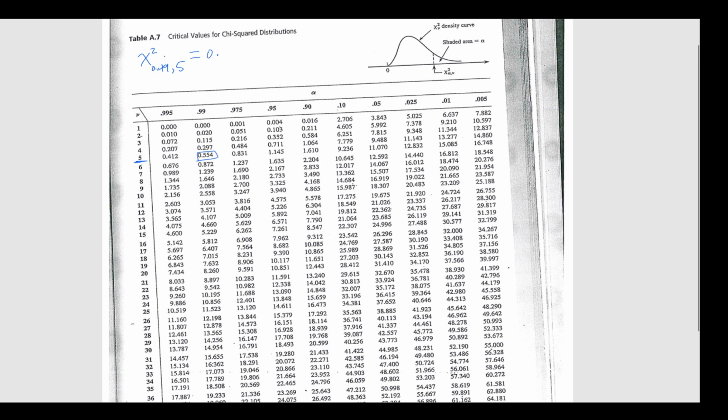So 0.554. And then we also might need the corresponding chi-squared 0.01 comma 5. So go over to 0.01, that's down here, 15.085. And that would be our two critical values that we would plug in to that formula for the confidence interval for variance.